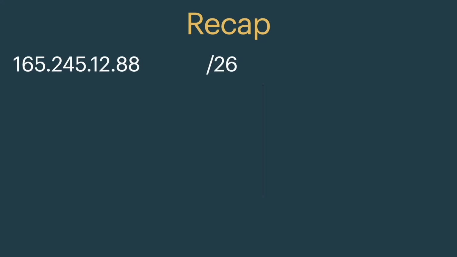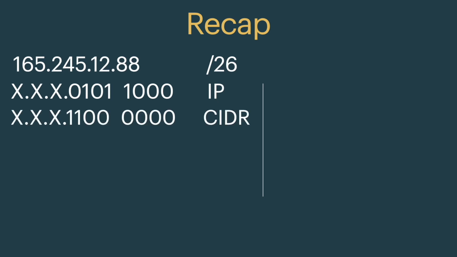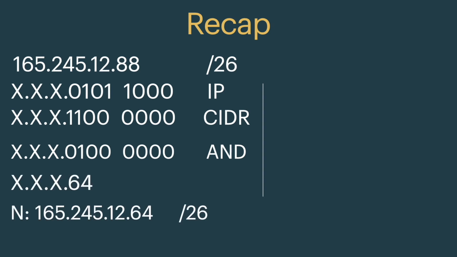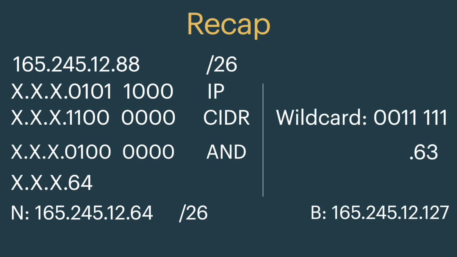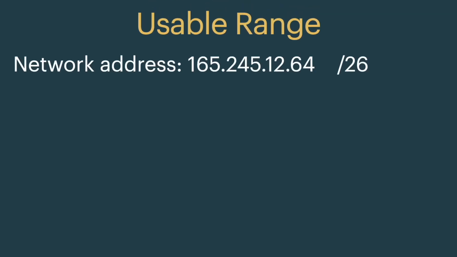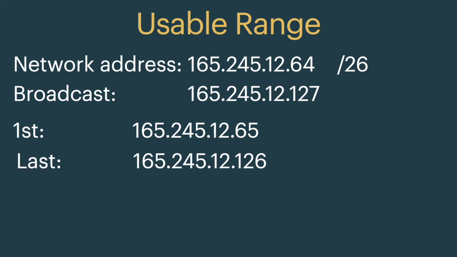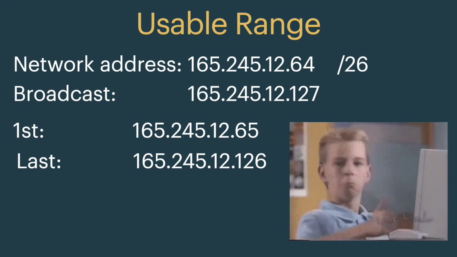So recap, we get the example, we translate the IP address and the CIDR, we compare them and get a logical AND, and we translate the AND to decimal, and we get the network address. Then we get the wildcard and add the wildcard plus the network address and that gives us the broadcast address. Then we get the usable ranges, which is the last part. The first usable IP is the network address plus 1. The last usable IP is the broadcast minus 1. Easy.